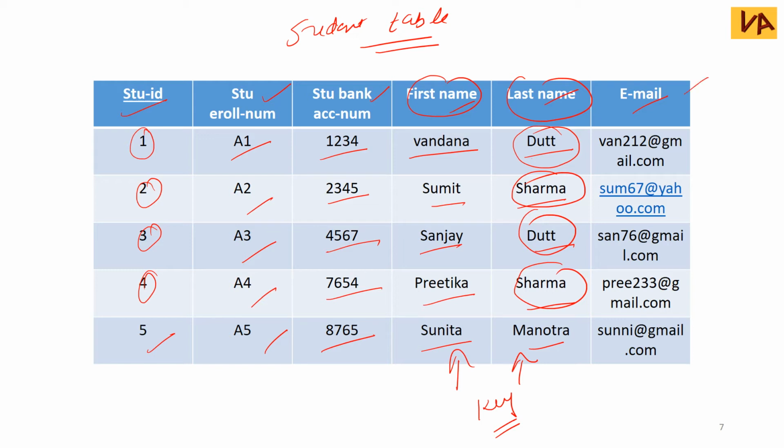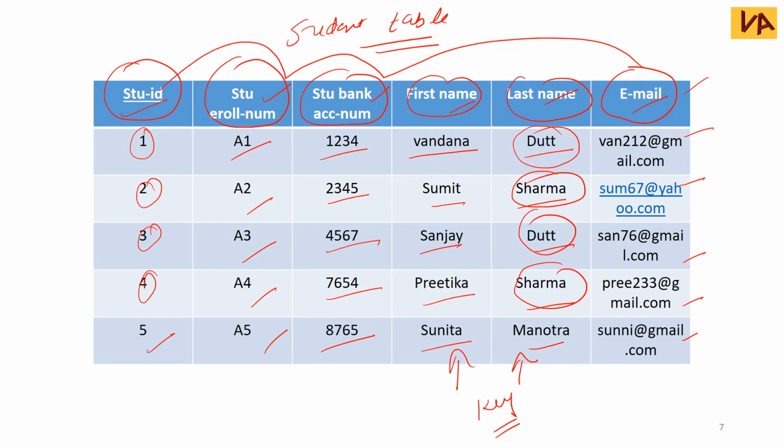So there is an email ID. Everyone has an individual email ID, right? So these columns: student ID, student enrollment number, student account number and the email ID. These 4 attributes can be taken as any attribute which can identify any column uniquely. So I will write it down here so you don't get confused. ID, enrollment number, bank account number and your email. These 4 attributes will be treated as a candidate key.